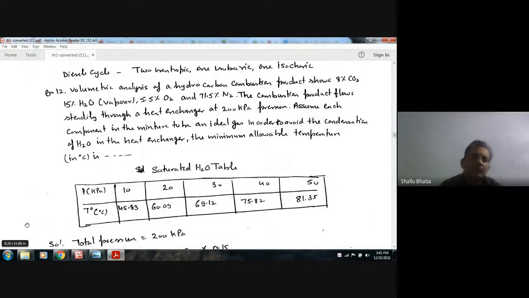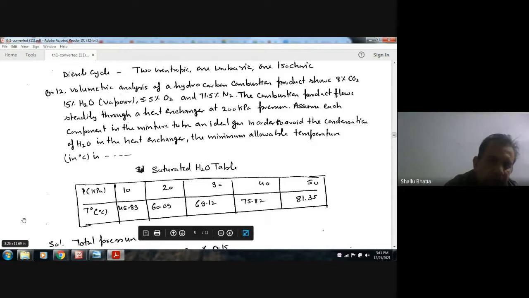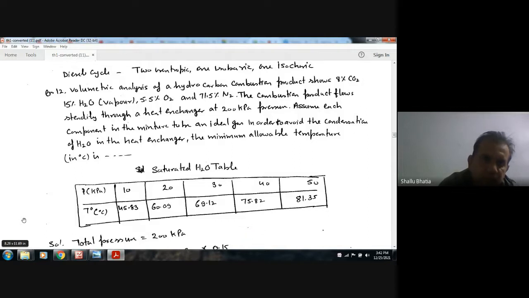Next, the volumetric analysis of a hydrocarbon combustion product shows 8% CO2, 15% H2O vapor, 5.5% O2, and 71.5% N2. The combustion product flows steadily through a heat exchanger at 200 kPa. Assume each component in the mixture to be an ideal gas. In order to avoid the condensation of H2O in the heat exchanger, the minimum allowable temperature in degree Celsius is.